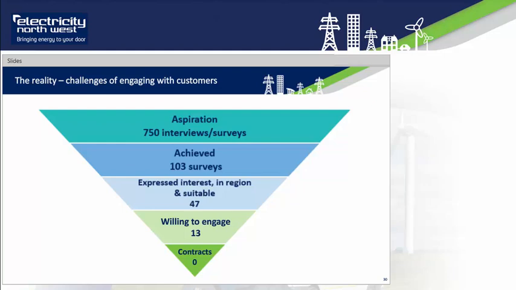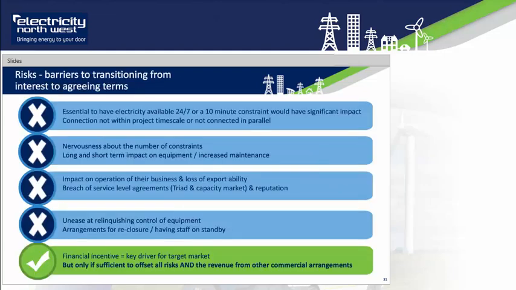But in this particular case, the winter triad market is making the fault current limit service uncompetitive. The fault current limit service proposal has been much harder to implement than first envisaged. Why, you may ask? The main reasons customers are not willing to participate in the trial are shown on the slide. For most customers, it was essential for them to have power 24/7. A 10-minute constraint would have a significant impact on them, especially industrial customers.